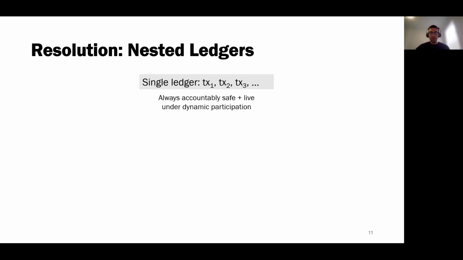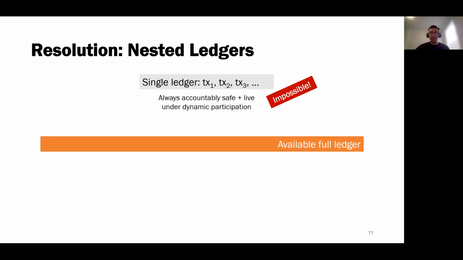So how do we resolve this dilemma? We have observed that a protocol that outputs a single ledger cannot satisfy accountable safety and liveness under dynamic participation simultaneously. Hence, instead of a single ledger, why don't we resolve this problem by having two nested ledgers, an available full ledger and an accountable prefix ledger.